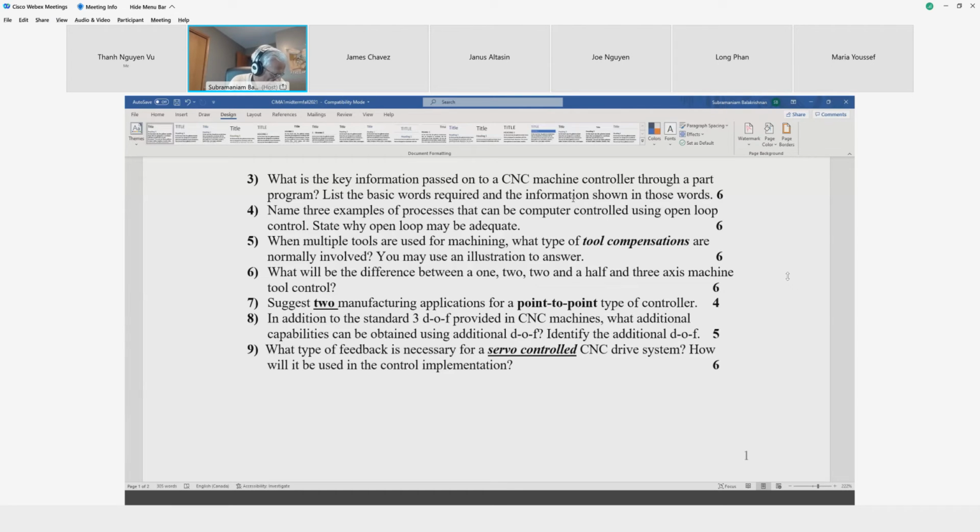But is it an example? I would say it's not a good example. Punch press, point to point. Number 8, in addition to the standard 3 degrees of freedom provided in CNC machines.